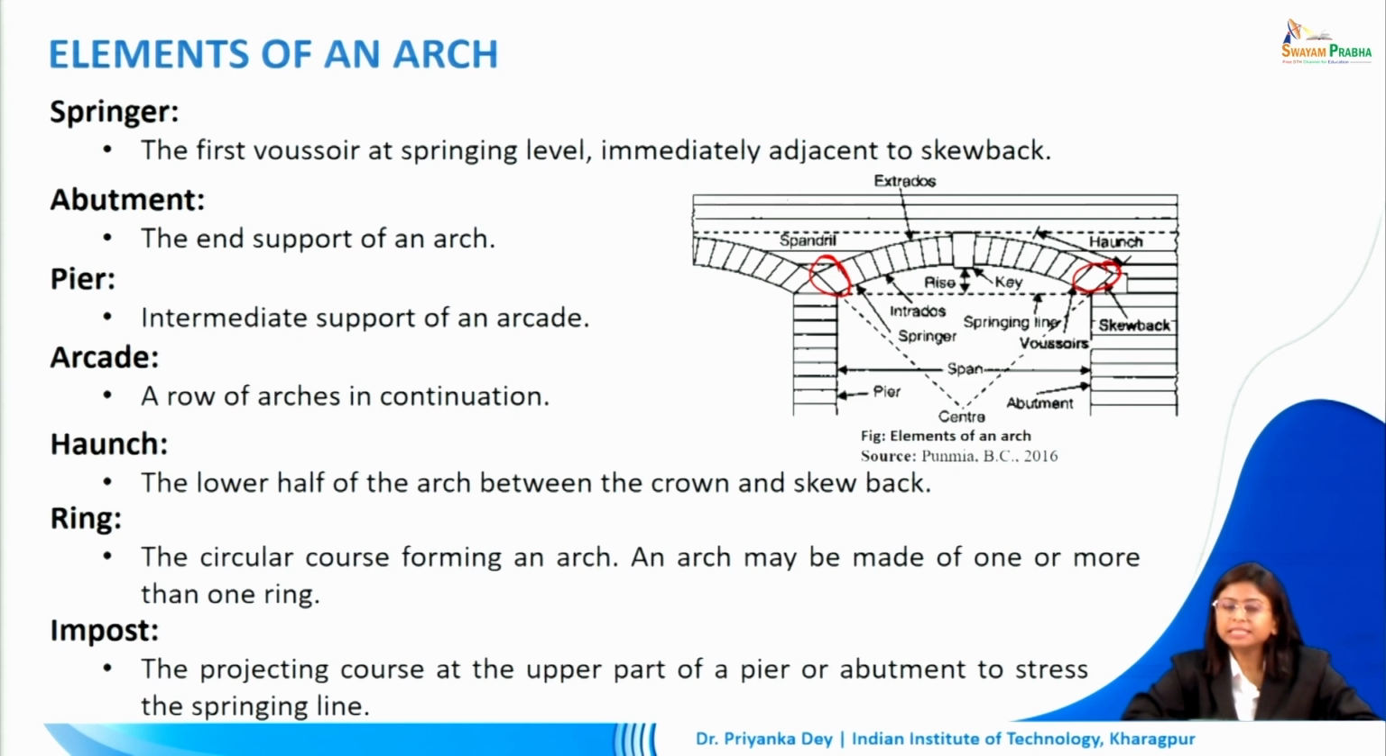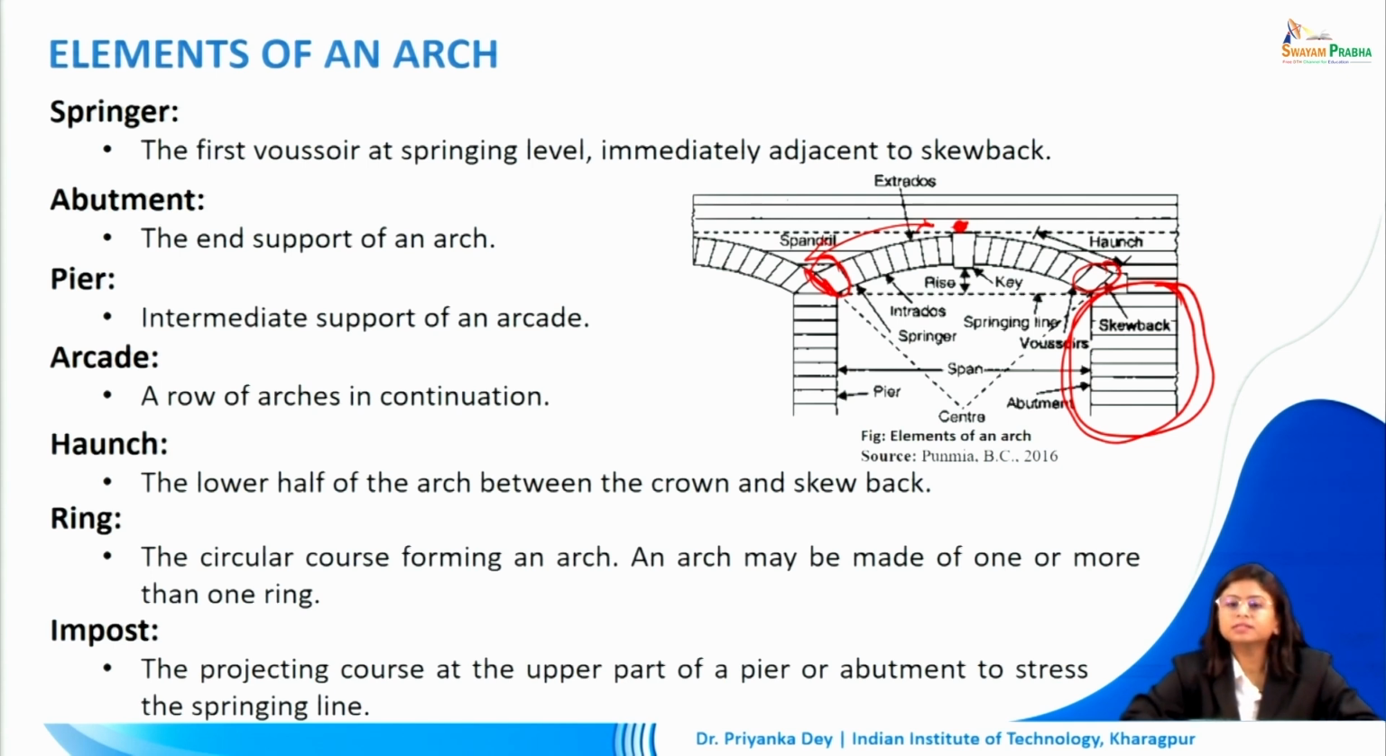The abutment is the end support of an arch. So the abutment is right here at the edge. This is what is supporting the arch. The arcade is a row of arches in continuation. The haunch is the lower half of the arch between the crown and the skewback. So between the crown, which is here, and the skewback, which is here, this lower half is known as the haunch.